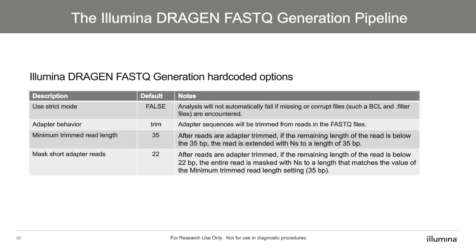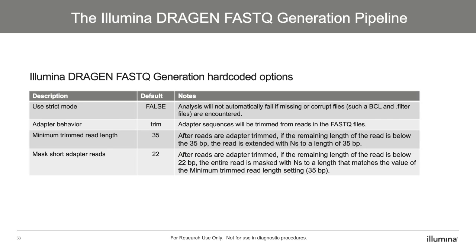So again, if you adapter trim, your read is less than 22, the software is going to add Ns until we reach 35, so you'll end up with a read of Ns. Again, that's only for a scenario where your read is very, very short.